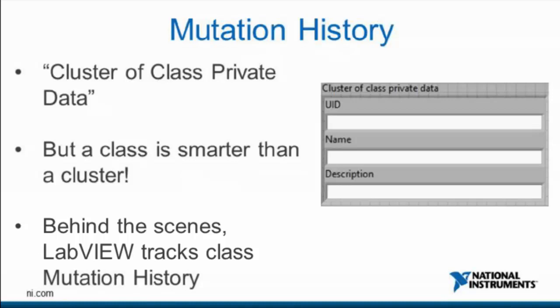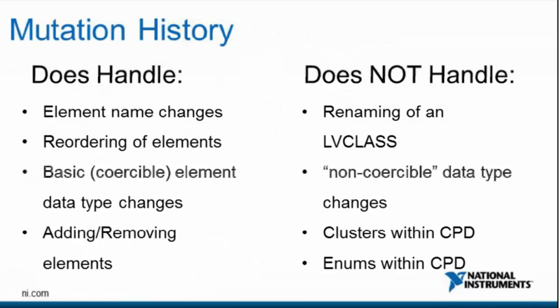And when you have stored versions of older class data and still want to use that, that's where mutation history comes into play. LabVIEW will basically keep track of certain things that happen over the life of that class and do migration handling of that for you. So what types of things does LabVIEW handle and track within mutation history? Well, it does track element name changes if you rename one of the items in class private data. It handles reordering of the elements in class data.